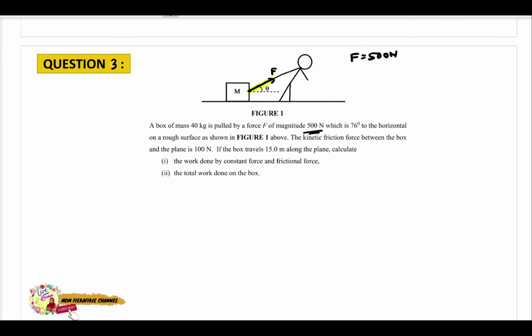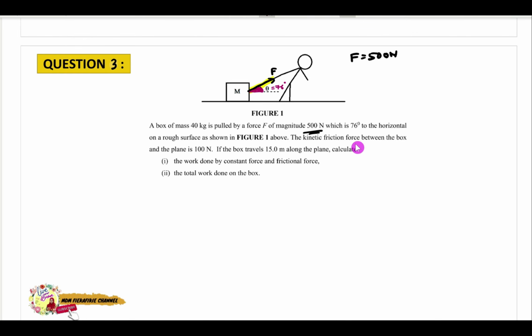Okay, and then the angle is 76 degrees to the horizontal. Here we have the angle theta, and it is 76 degrees. On a rough surface means that we have the frictional force as shown in figure 1.